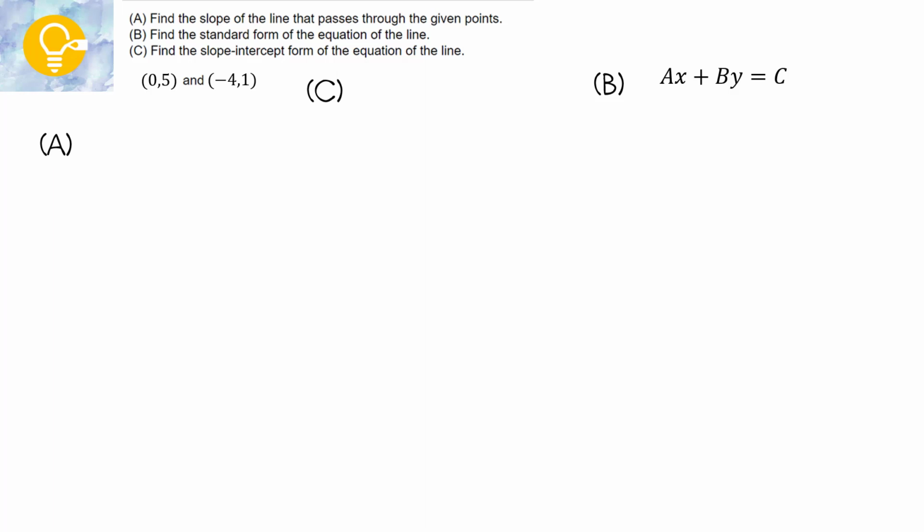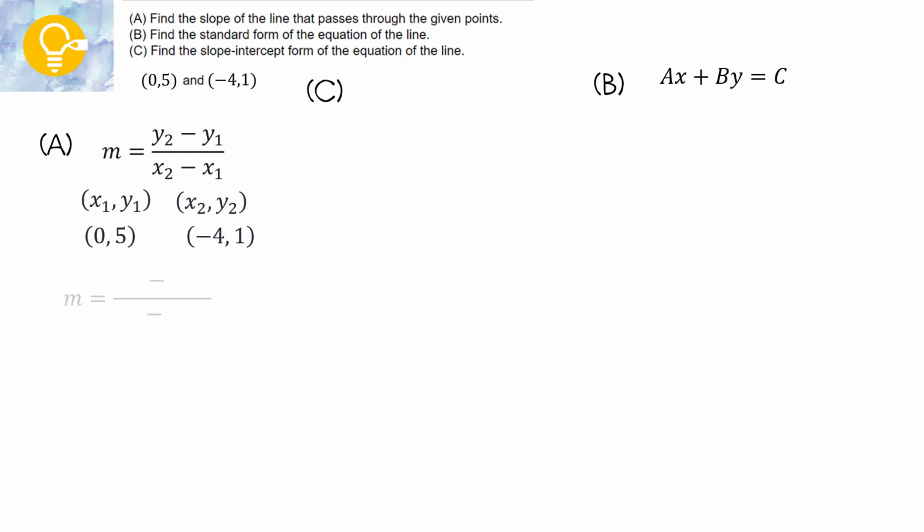You get to try this one by yourself. You're going to pause the video, do it, and then press play to check. Let's do A first. Find the slope of the line that passes through the given points. Our given points are 0, 5, and negative 4, 1.